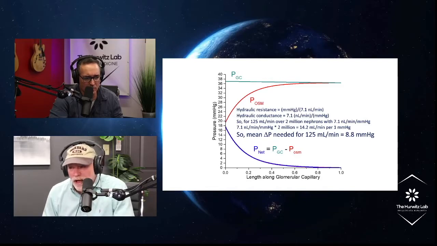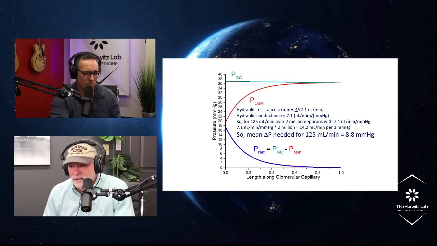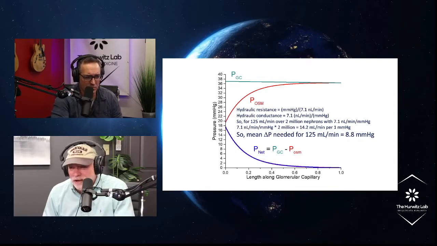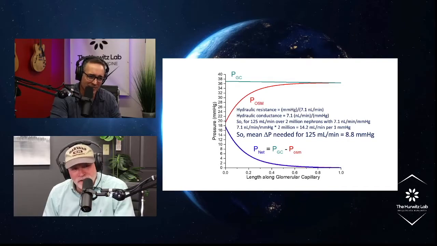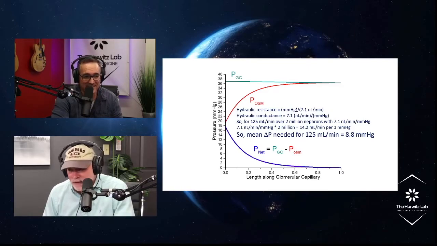Okay, so I could calculate from this essentially what would be the hydraulic resistance. And the long story short is the hydraulic conductance along the nephron is 7.1 nanoliters per minute per millimeter of mercury. So for every millimeter of mercury you go up, each glomerulus, you'll get this change in flow. So for 125 milliliters per minute GFR over 2 million nephrons with 7.1 nanoliters per minute per millimeter mercury, basically it's saying what kind of pressure gradient do you need roughly on average to achieve that GFR. And the mean delta P needed is 8.8 millimeters of mercury.